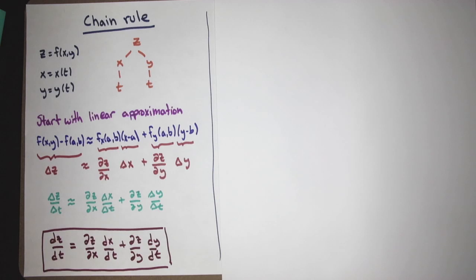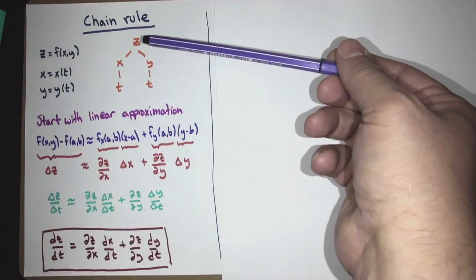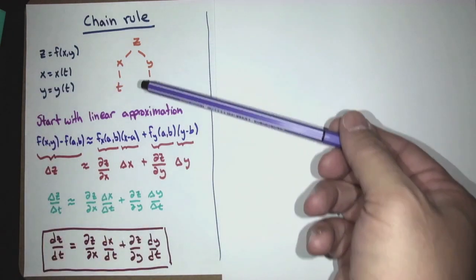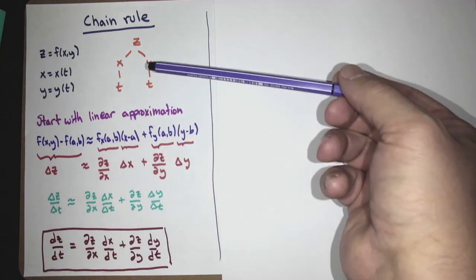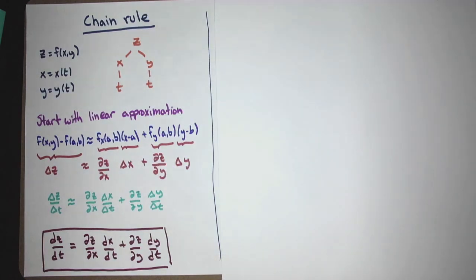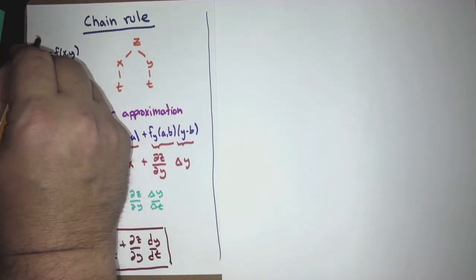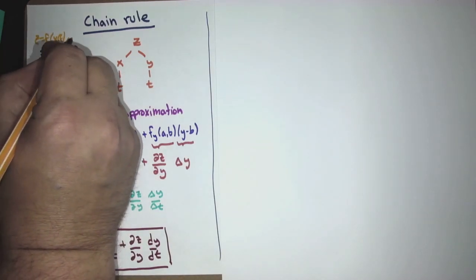Now, we can look at this and say, well, ultimately, z only depends on t. Because if I know t, that tells me the next layer up, which tells me z. Since z is a function of t, I might want to know how does z change with t. In other words, I'd want to take a derivative. So this is where we talk about the chain rule. So we have functions inside of functions. You could think of this z equals f of x, y. We could also think of it now as z equals f of x of t, y of t.